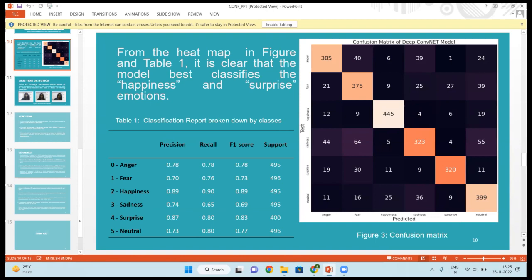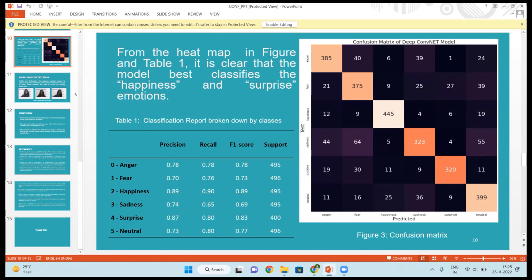In figure 8, the confusion matrix is shown. The heat map depicts the proportion of the test data that are accurately classified. In table 1, the classification report is shown, broken down by the classes. It can be seen that the model shows great results for the happiness and surprise tagged images.